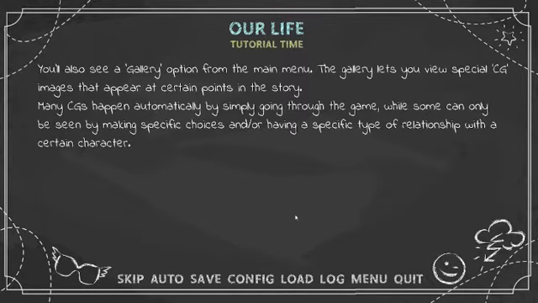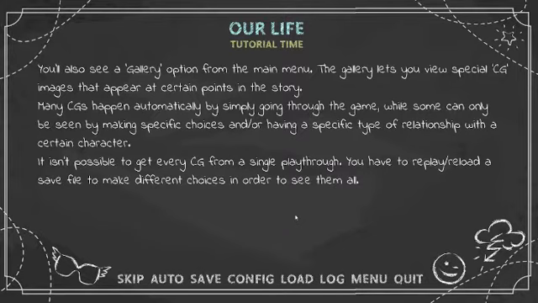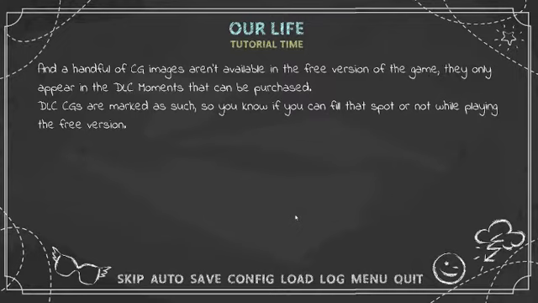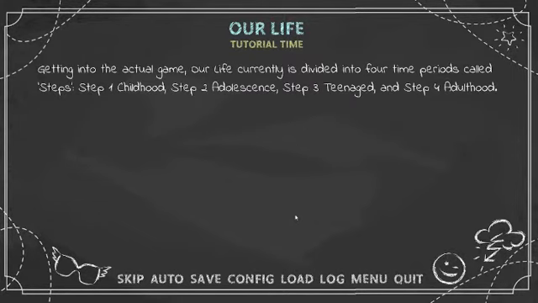Many CGs happen automatically by simply going through the game, while some can only be seen by making specific choices and/or having a specific type of relationship with a certain character. It is impossible to get every CG from a single playthrough. You have to replay/reload a save file to make different choices in order to view them all. Enhanced CG images aren't available in the free version of the game. They only appear in the DLC moments that can be purchased. The DLC CGs are marked as such so you know if you can fill that spot or not while playing the free version. Getting into the actual game, Our Life currently is divided into 4 time periods called steps.